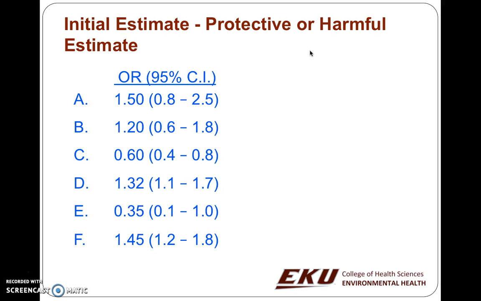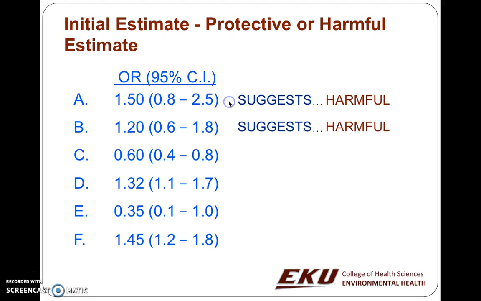So, when we have numbers like this, we can quickly look through the first numbers to make an initial determination of whether it seems to be harmful or protective. Numbers that are above 1, do you remember if they're harmful or protective? You should. Numbers that are above 1 are generally viewed as harmful. More exposure, more disease. So we can quickly go through these. 1.5, it's greater than 1, so it's harmful.